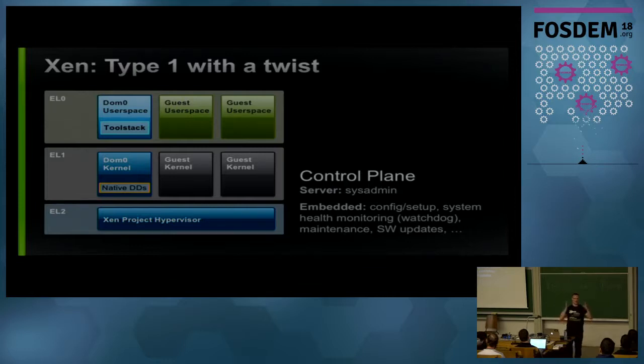So you need much less functionality there. Having a big distro running in DOM 0 isn't really necessary. So what people in the space tend to do today is just use a basic Linux kernel with a root file system or something like that. But this could be made smaller, and there's some work going on in this area. And that shows you the control plane. So we talked about some of the specific requirements in embedded.